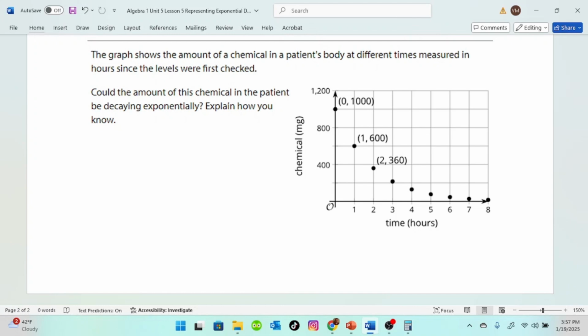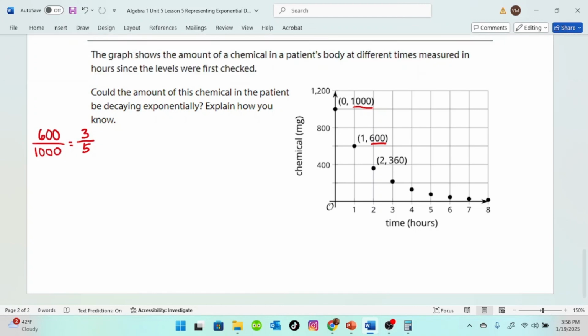So let's check the first point and the second point. We have 600 as the y value for the second point, and we have 1,000 as the y value for the first point. Right here and right here. Well, we can simplify this by dividing the top and the bottom by 200 each. 600 divided by 200 becomes 3, and 1,000 divided by 200 becomes 5. So this means that from the first point to the second point, the growth factor would be 3/5.